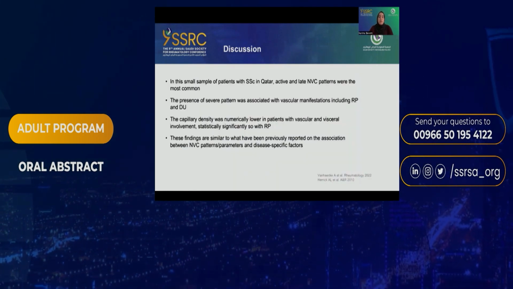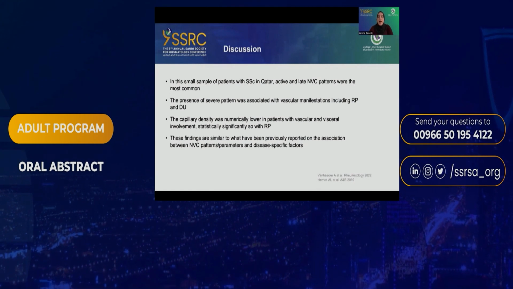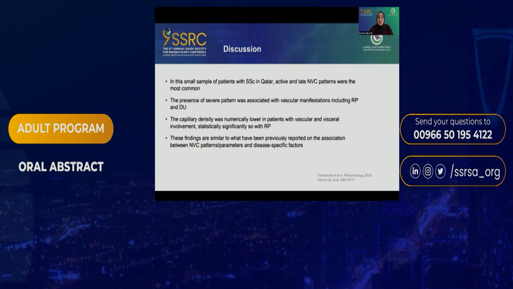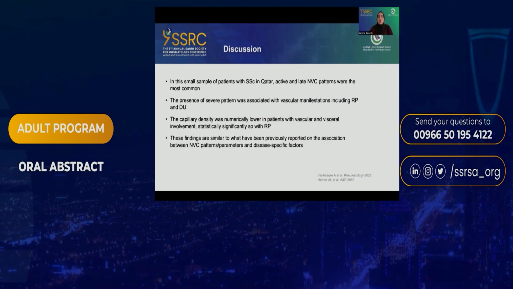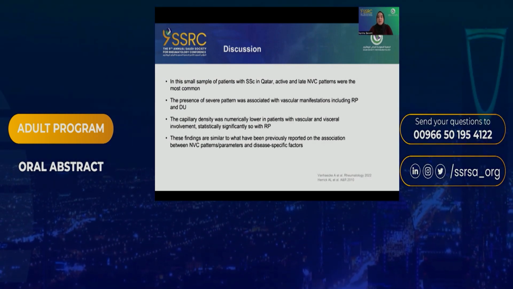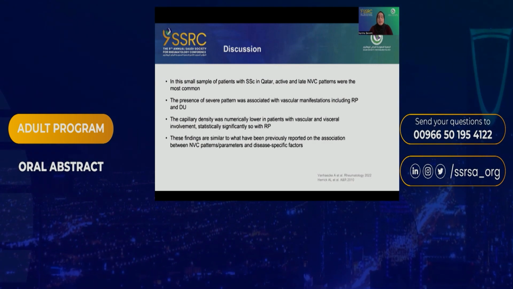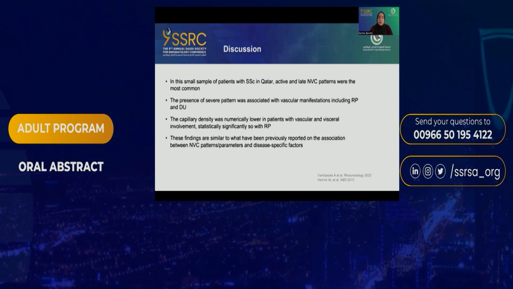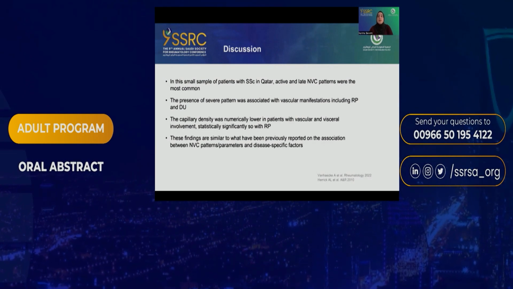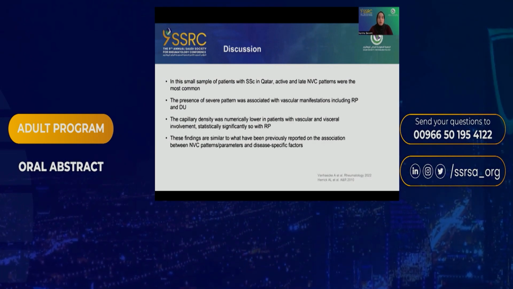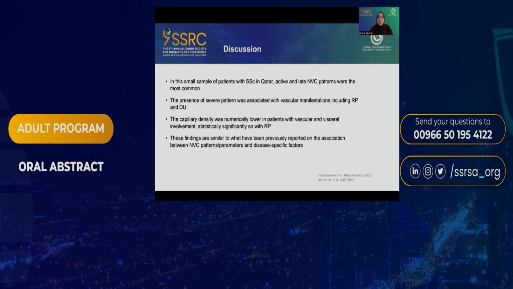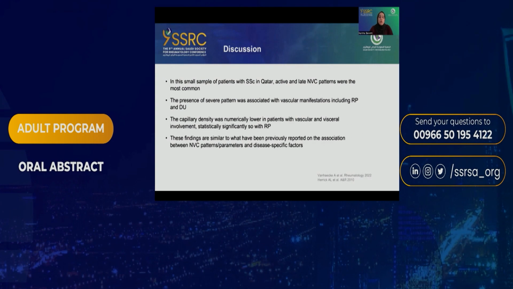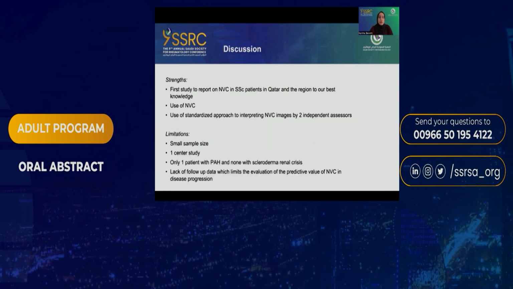So in the small sample of patients with scleroderma in Qatar, we saw that active and late patterns were the most common, and the presence of these severe patterns was associated with vascular manifestations, including Raynaud's phenomenon and digital ulcerations. Capillary density was numerically lower in patients with vascular and visceral involvement. However, it was only statistically significantly so in Raynaud's phenomenon. These findings are similar to what was previously reported on the association between nail fold videocapillaroscopy and disease-specific factors.